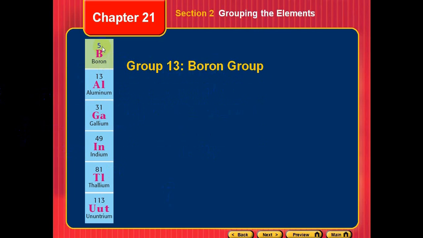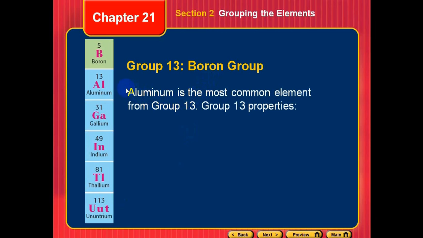Boron group, group 13. We call it the boron group because it starts with the element boron from group 13. The properties of this boron group: they have one metalloid. Boron is one metalloid, and how many metals? 5 metals.